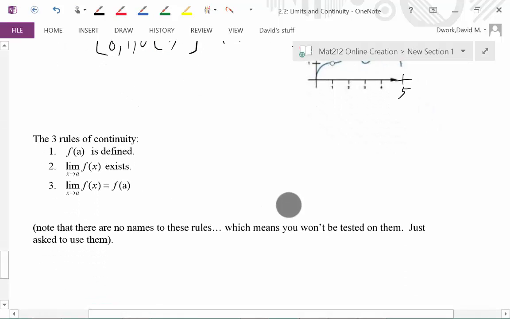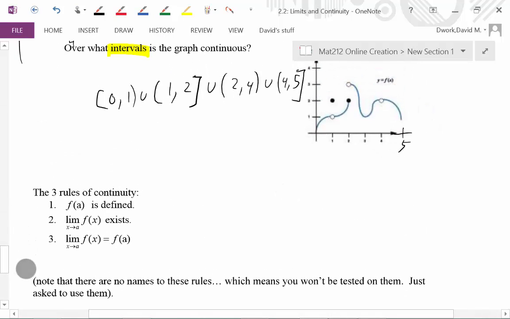Okay. And there are 3 rules to continuity. These are the 3 things you can check for. Note, they are rule number 1, rule number 2, rule number 3. There are no names to these rules, which means I will not test you on them. I will ask you to use them. So for example, in a problem, I might give you these written out as they are and say which rule does this graph break, or which rule does this graph not follow. So that way you just say rule number 1, rule number 2. You don't need to memorize them. Okay, but you need to be able to read them and understand them.